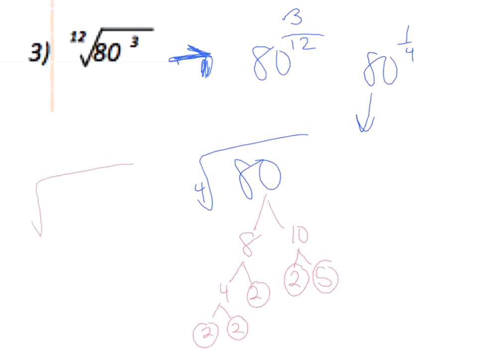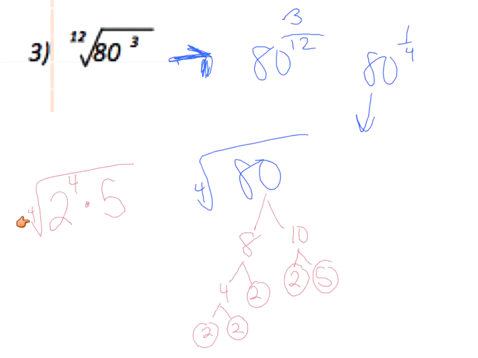So let's rewrite 80. Instead of saying 80, I'm going to say 2 to the 4th times 5, because that's really what I have, right? 1, 2, 3, 4 2s and a 5. One last step and we are done.